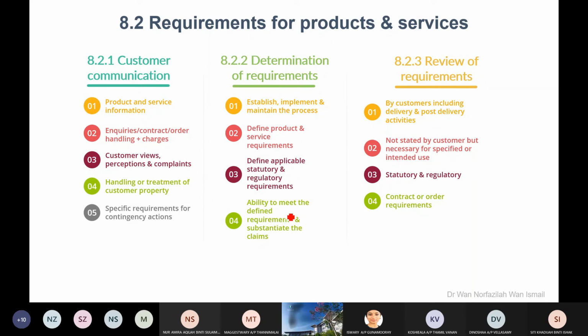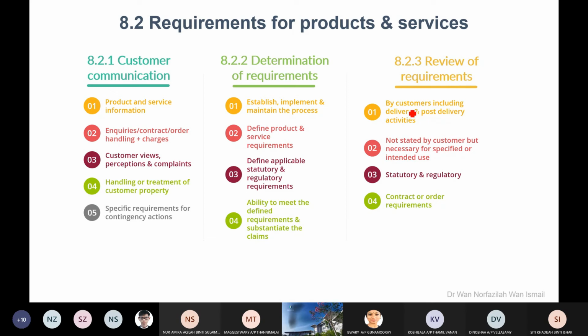And the last one, ability to meet the defined requirements and substantiate the claims. Okay, so you need to meet all the requirements. 8.2.3, review of requirements. So you already have the requirements from your customer. Okay, you already have the requirements of your products and services. You need to review them in order to do the improvement.